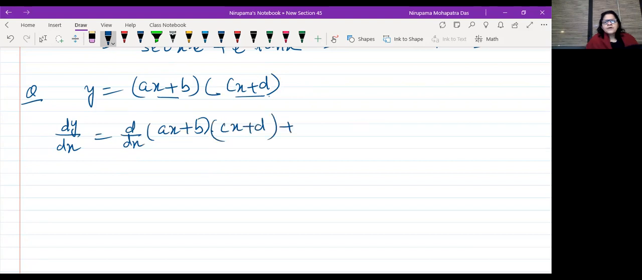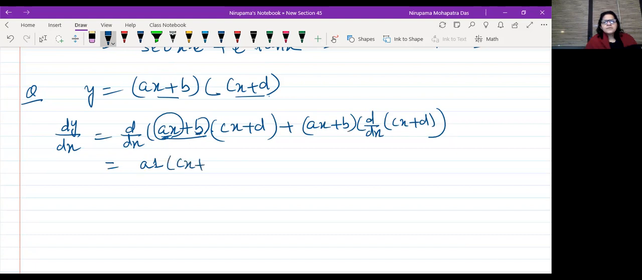plus (ax plus b) into d by dx of (cx plus d). Okay, here a, b, c, d are constants. So you can see d by dx of ax, a being constant, you keep it here. d by dx of x is 1. Okay. So b being constant, derivative is 0.